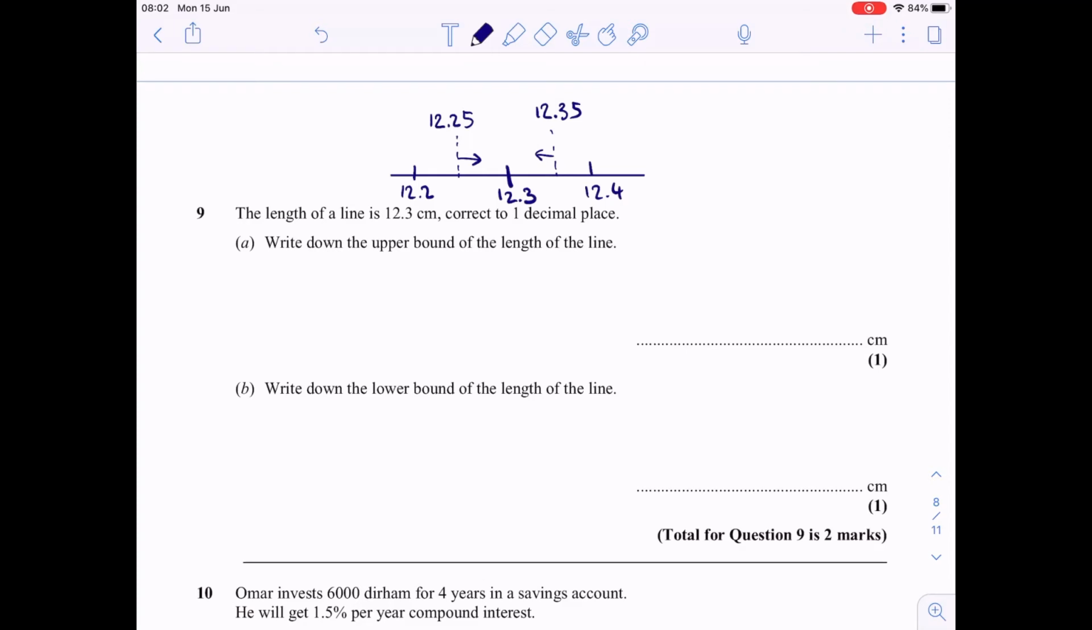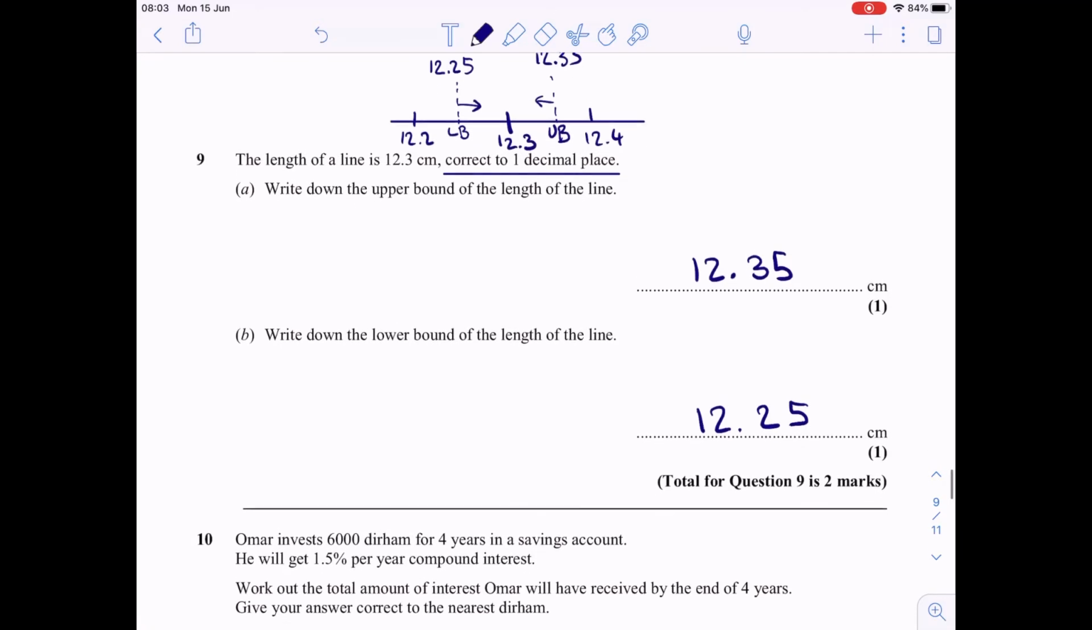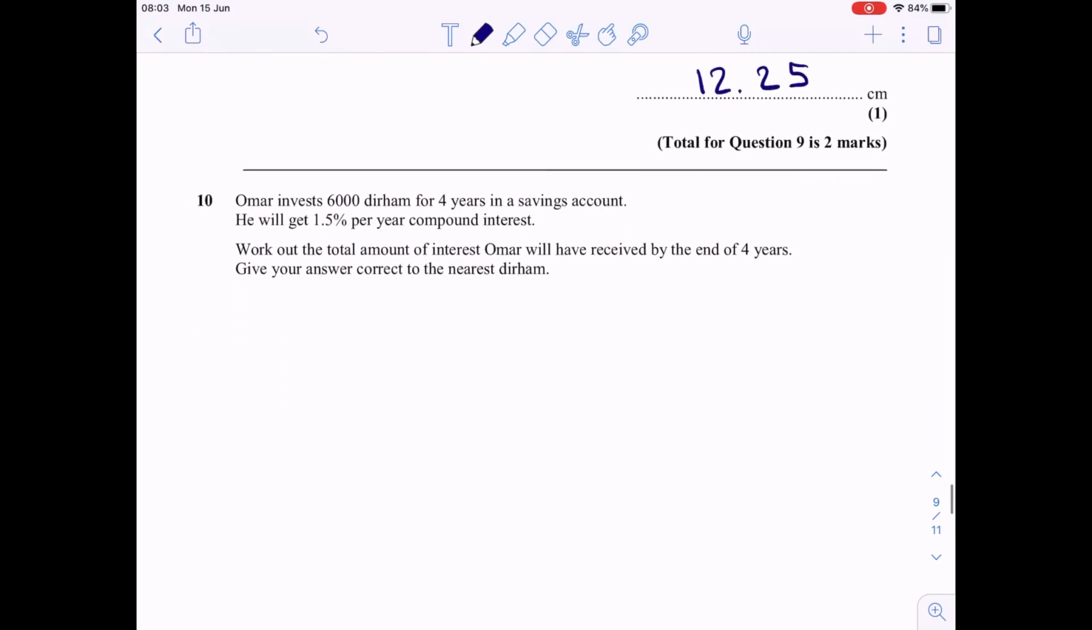12.25. And we call this lower value our lower bound, and our upper bound is this upper line. So our upper bound is 12.35, and our lower bound is 12.25. Okay? The key thing is the fact that it says at the start of the question that we have rounded. Okay, and this indicates that I need to be looking at upper and lower bounds.